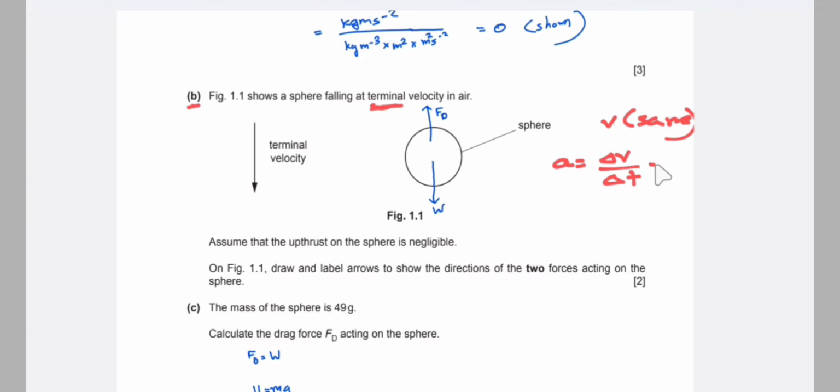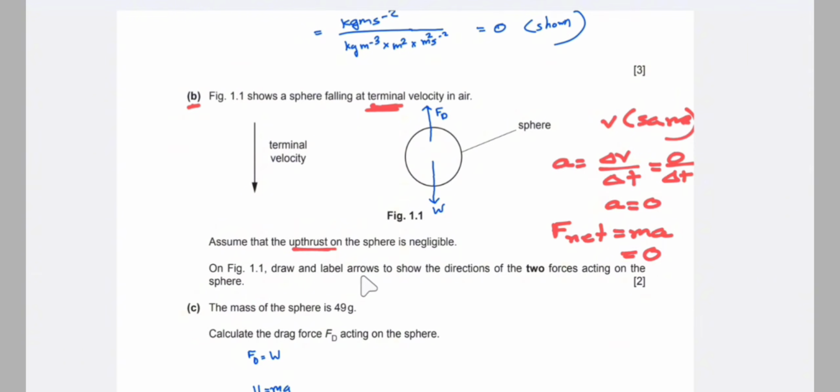Since the velocity is not changing, the change in velocity is 0 divided by time. So we can see that the acceleration becomes 0, and since acceleration is 0, the resultant force, F net, is equal to mass times acceleration, which is 0. So as the object is falling at a terminal velocity, the resultant force is 0. That means the force downwards must equal the force upwards. Assume that the upthrust on the sphere is negligible, so there is no upthrust.